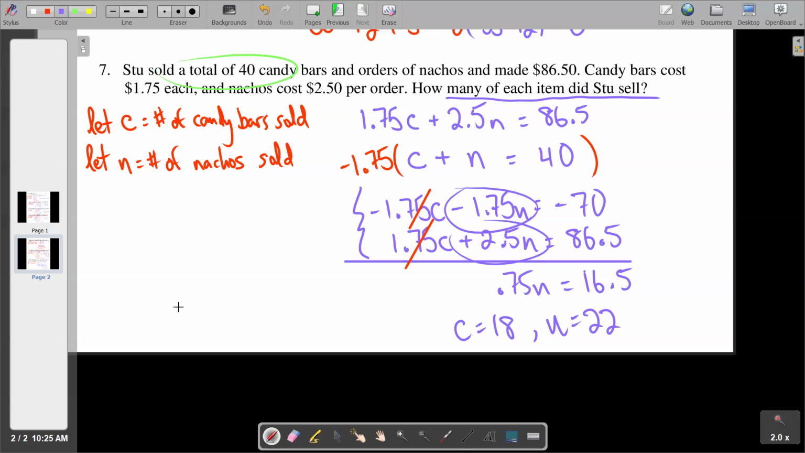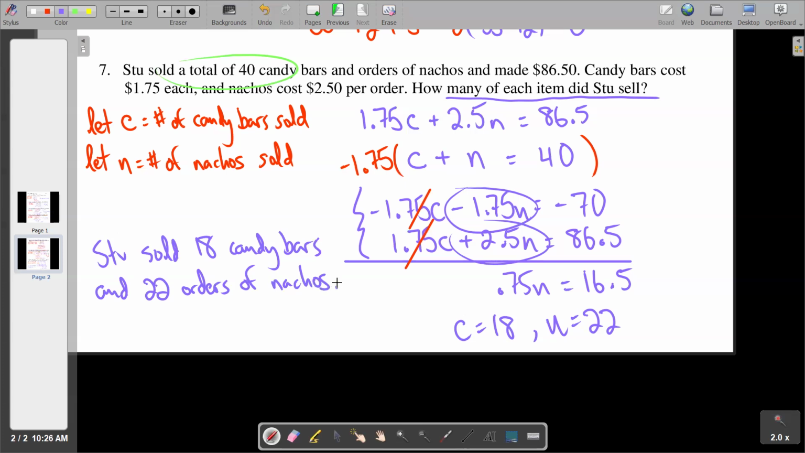So again, you would just write a sentence and say, Stu sold 18 candy bars and 22 orders of nachos. When I wrote this problem the other day, I was going to just put nachos, and then I knew someone would probably bring up some conversation that would take 11 silly minutes of people wondering, does he sell them by the individual nacho chip? So I just wanted to avoid it by putting orders of nachos. It saved us all a little misery there.